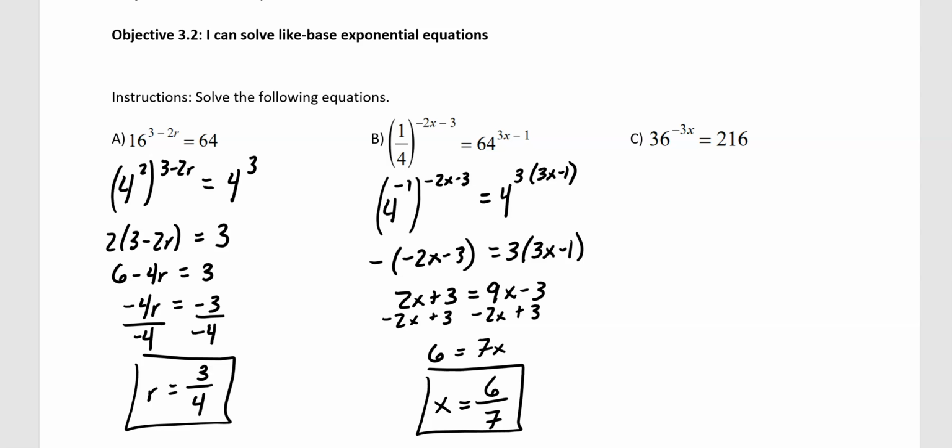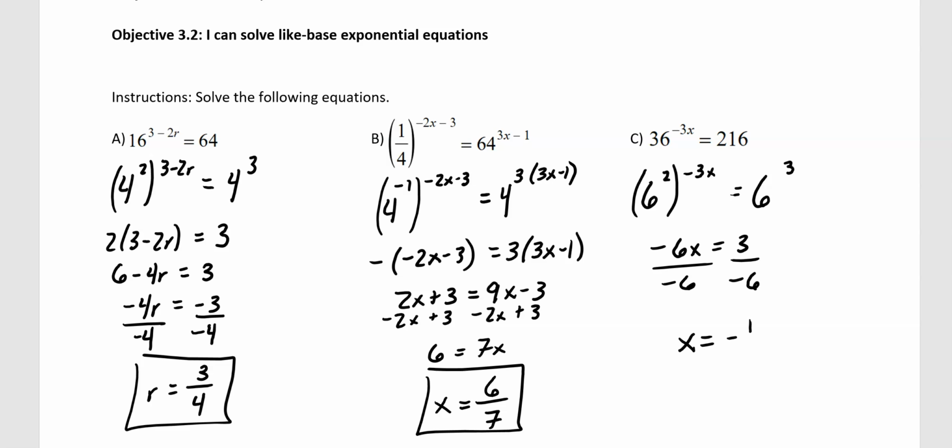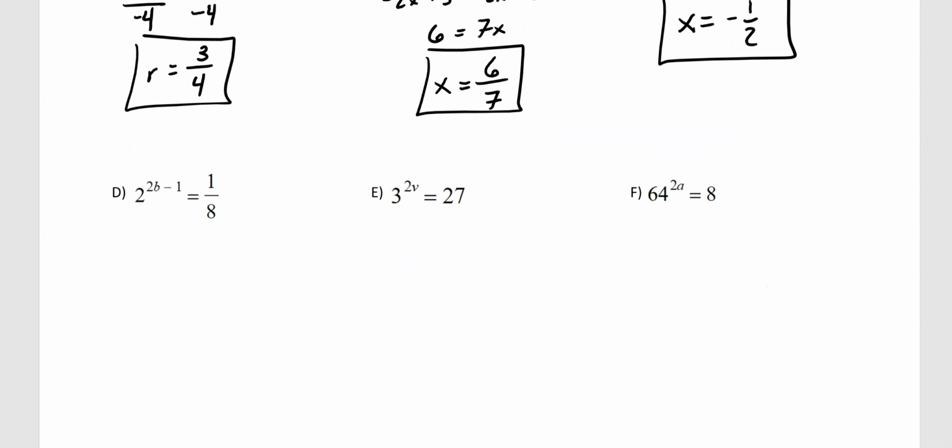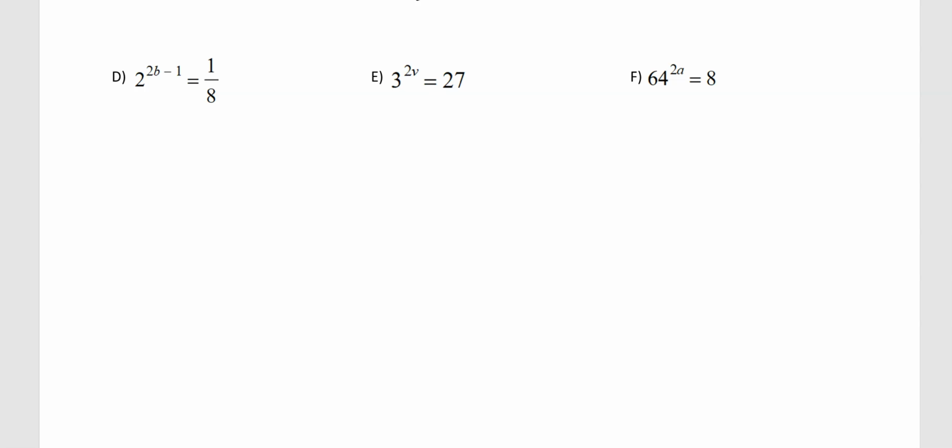Well, 36 and 216, I know my base needs to be 6. So this would be 6 squared to the negative 3x equals 6 to the third. So I'd have negative 6x equals 3. Divide by negative 6, and I'll find x to equal negative 1/2. And yeah, we can absolutely have a negative value for x. Ooh, look at letter D here.